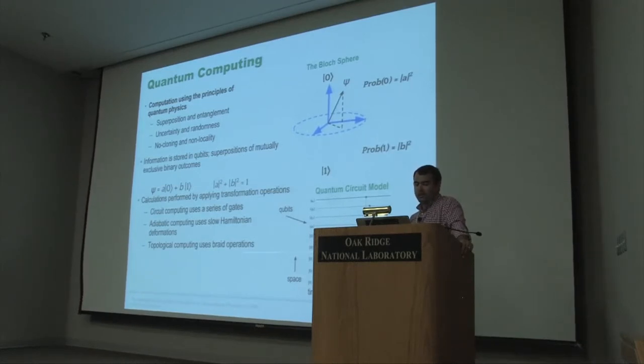Another one that Microsoft is looking at is topological computing. That one I don't know too much about, but essentially you construct anyons and let their world lines braid over each other, and it's a long-term future idea, but provides fault-tolerant quantum computation, which is really interesting.